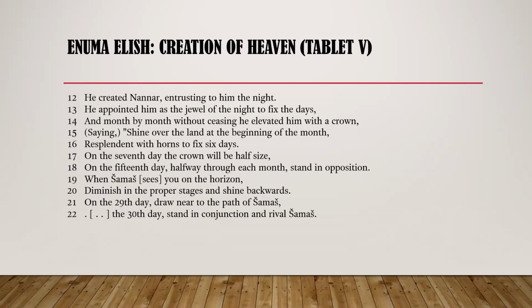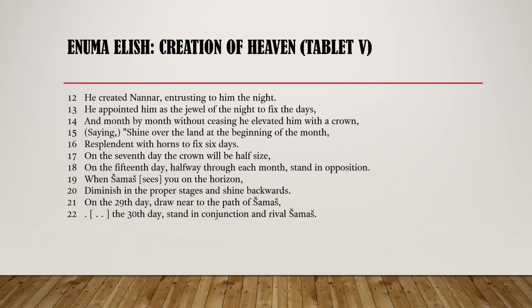So here it says how he created the moon, saying: shine over the land at the beginning of the month, resplendent with horns to fix 6 days. On the 7th day, the crown will be half size. So this is exactly about the moon. On the 15th day, halfway through each month, stand in opposition. When Shamash, the god of the sun, sees you on the horizon, diminish in the proper stage and shine backwards. So here the phases of the moon are described.